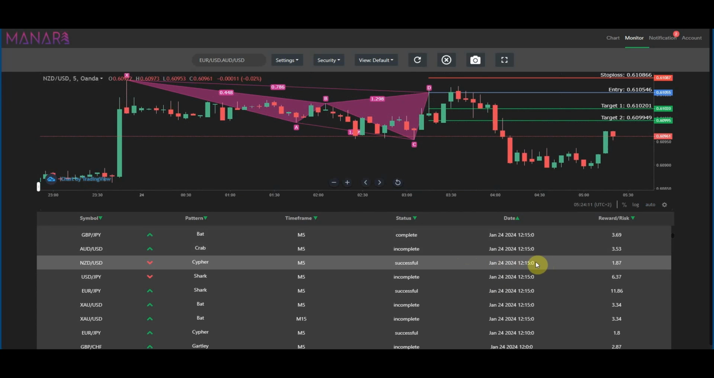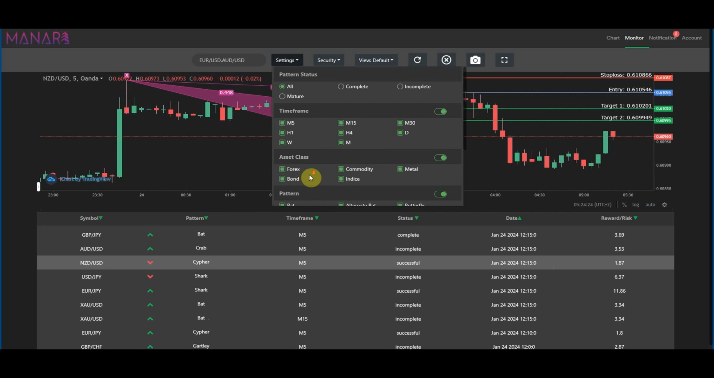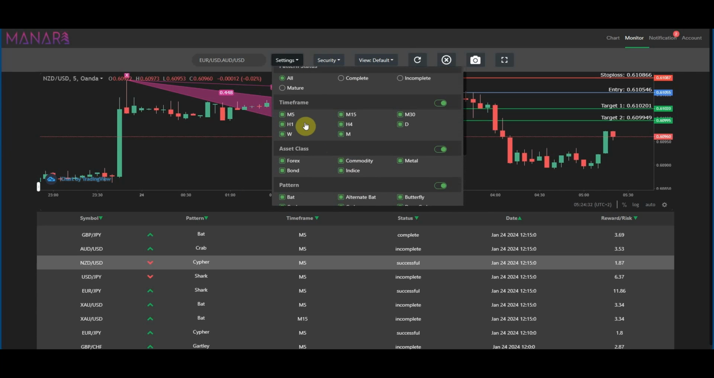That was a couple of hours ago on the New Zealand dollar USD as a cipher. So you can actually, if you don't like certain patterns, say for example the shark or the bat, you can actually uncheck them in the settings area. So you've got all the different pattern types, and you can get rid of the ones that you don't actually want to see. You can also choose certain time frames.